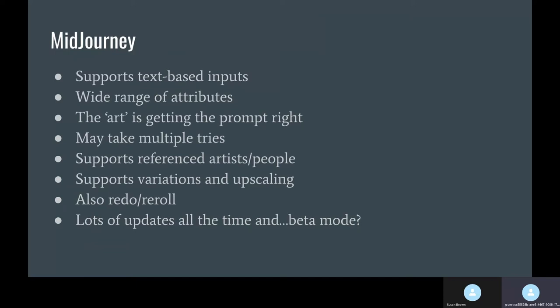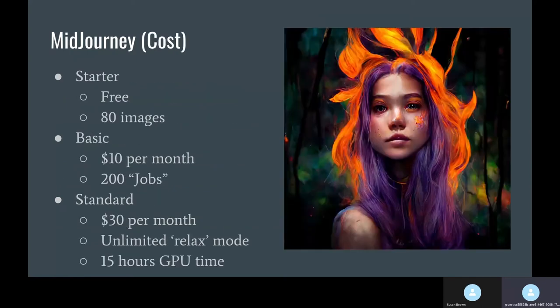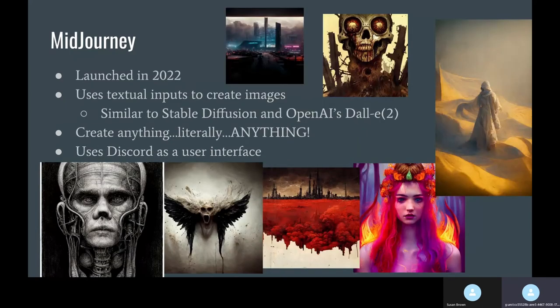It does support referenced artists and people. Now, this is really cool. If you have a style and there's a famous artist, I'll show you. So here on the left, does everybody remember the movie Alien? Sigourney Weaver. The alien and all the aesthetics were designed by this artist named H.R. Giger. Very famous artist, really well done.